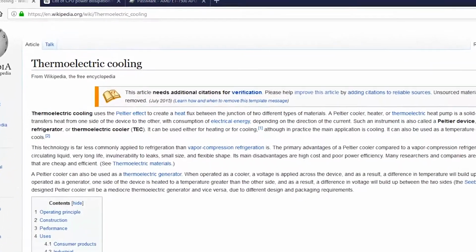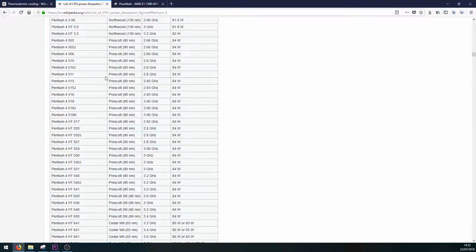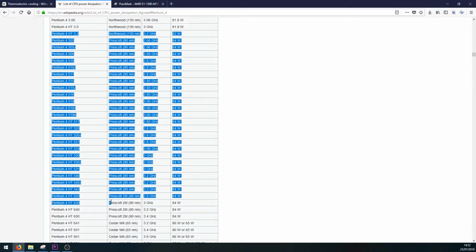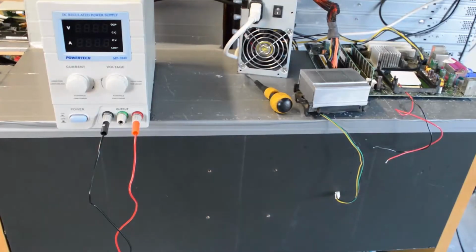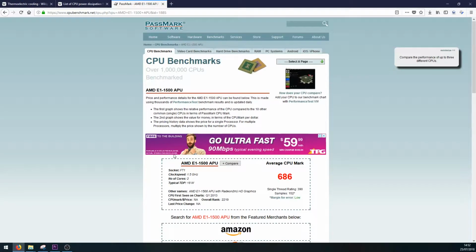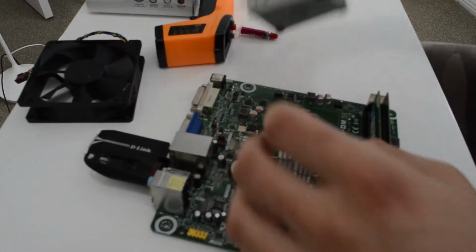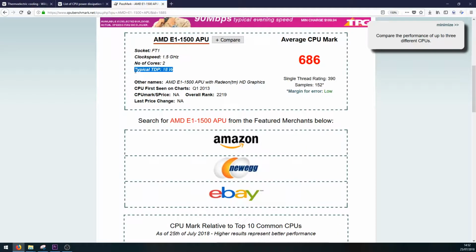Last time I made a video on thermoelectric cooling, it failed dramatically as I used a CPU with a very high TDP, namely the Pentium 4 series, and the Peltier module wasn't powerful enough to dissipate the heat during the summer. So this time I'm going ahead and cheating a little bit by choosing the AMD E1-1500 APU. I've chosen this one because it has a TDP of 18 watts. This is going to be achievable and we will definitely see a thermal improvement using a Peltier module.